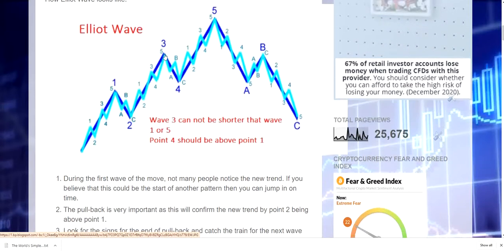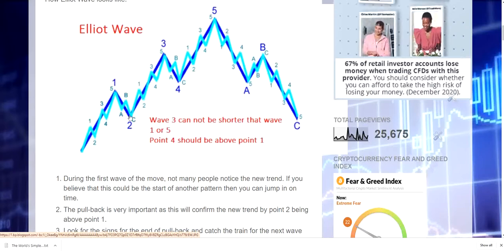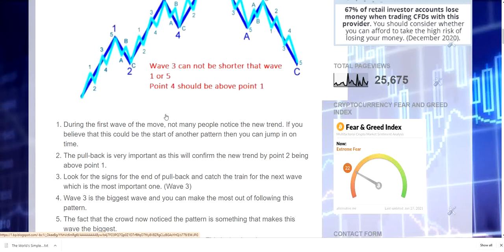Because wave 3 is the longest wave. Maybe on this photo it's not that obvious, but wave 3 should always be the longest one. So look for the signs of the end of the pullback and catch the train for the next wave, which is the most important one, wave 3. Wave 3 is the biggest wave, and you can make the most out of it by following the pattern.